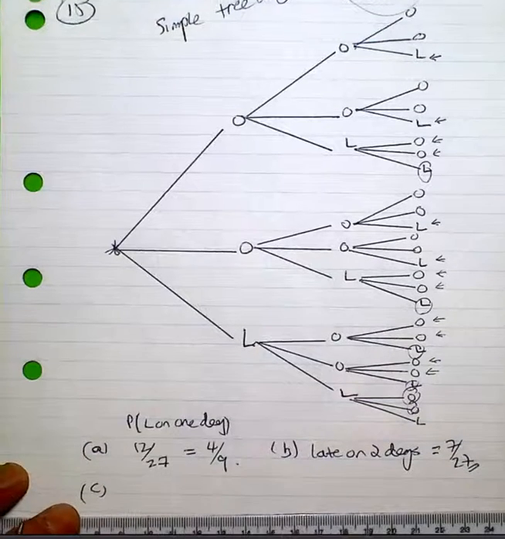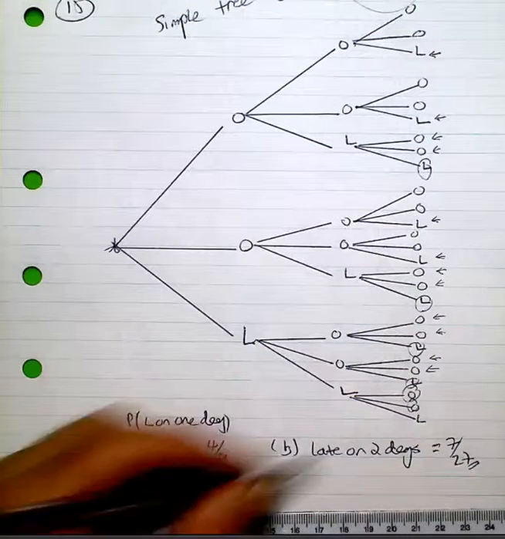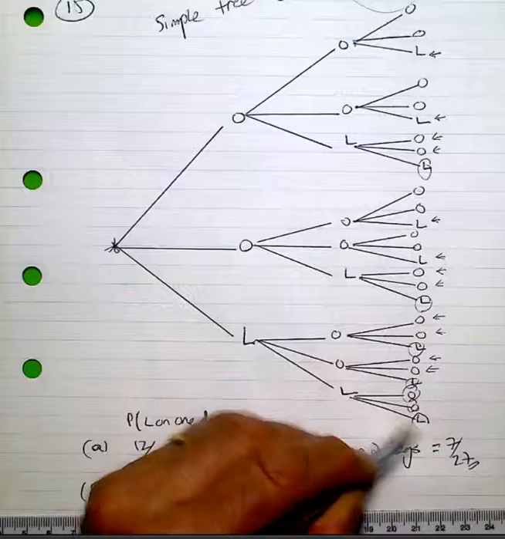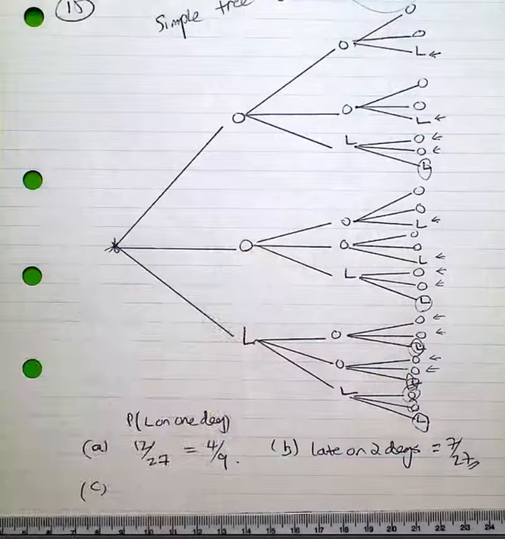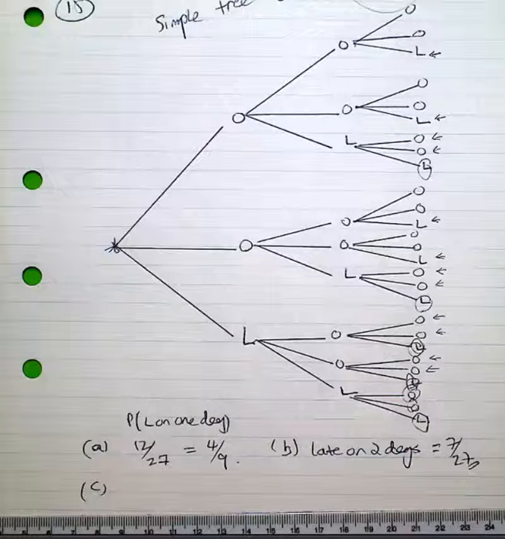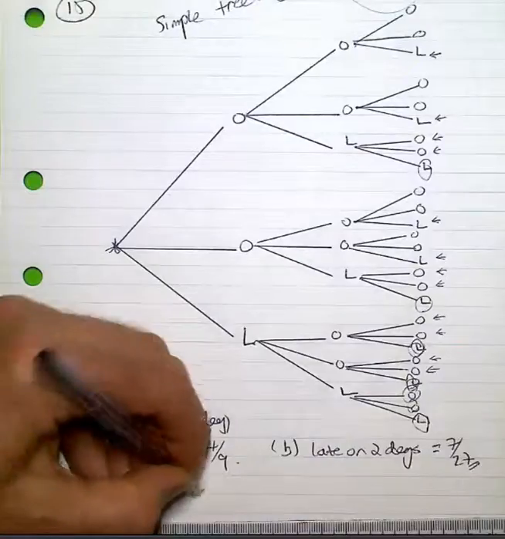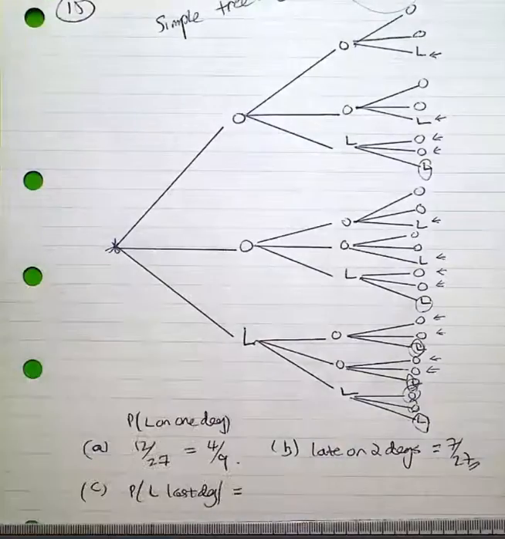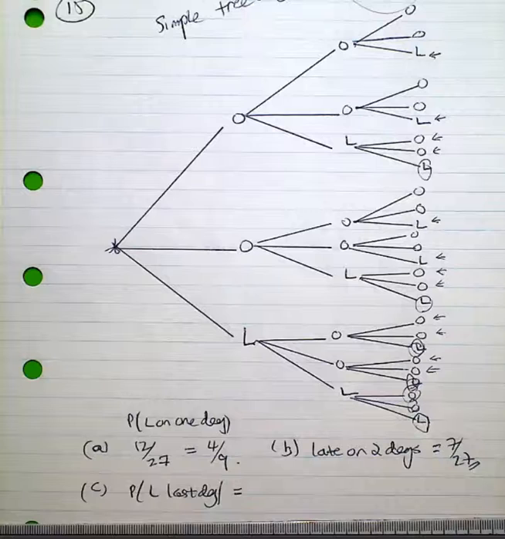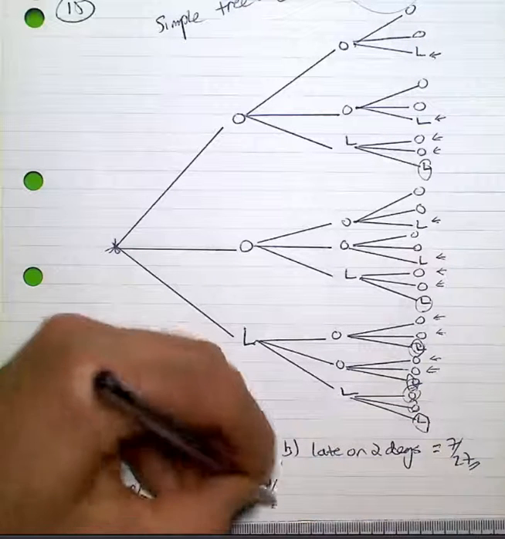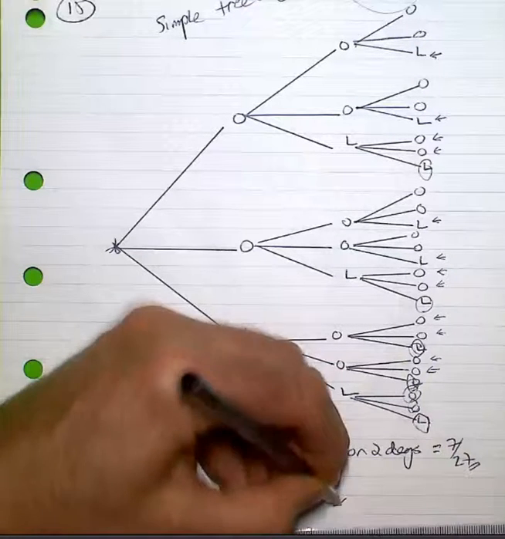Now in the case of C, late on the last day, I go and look for the last day figures, and if I do that, I'll end up with probability late last day. I end up with a total of 9 over 27, which is 1/3.